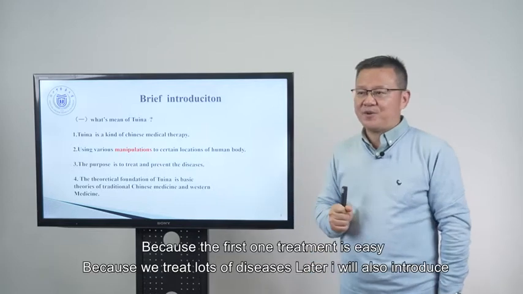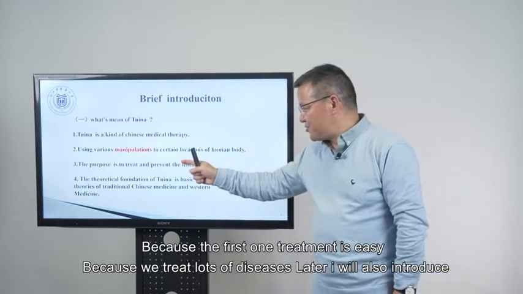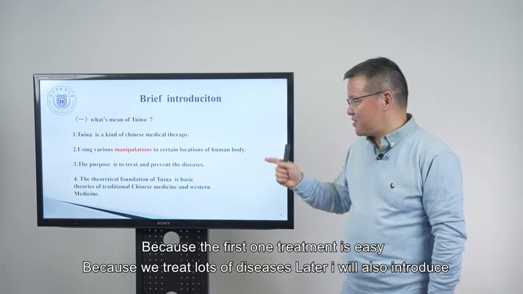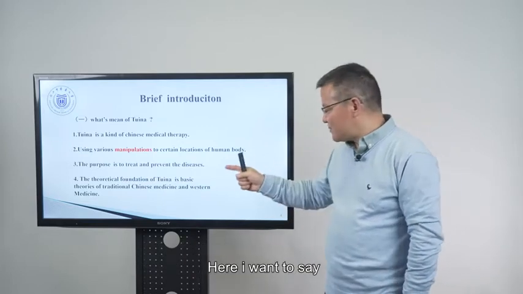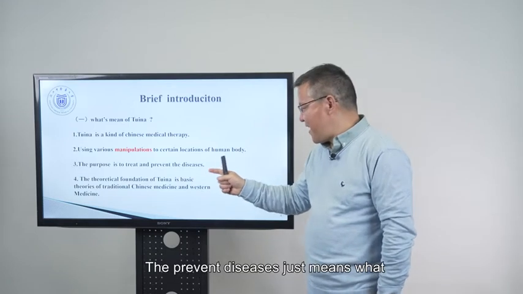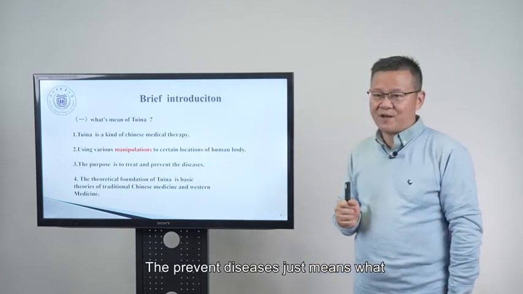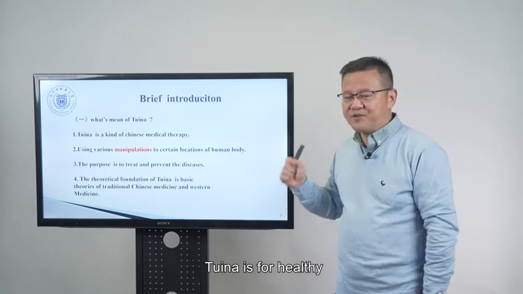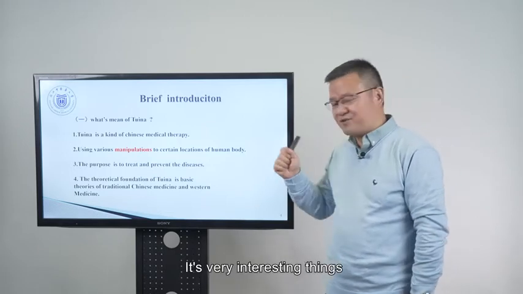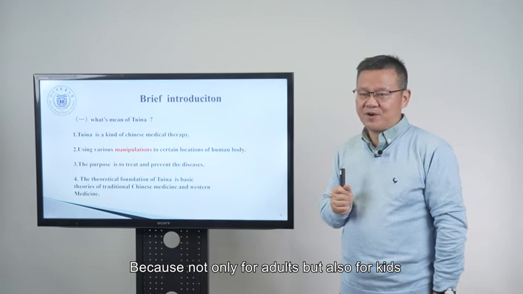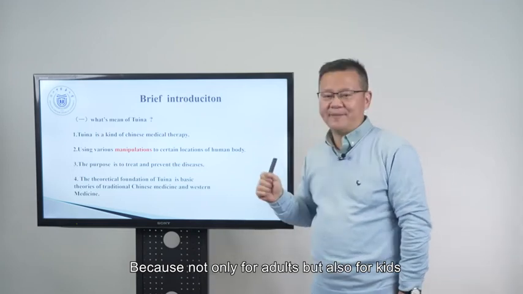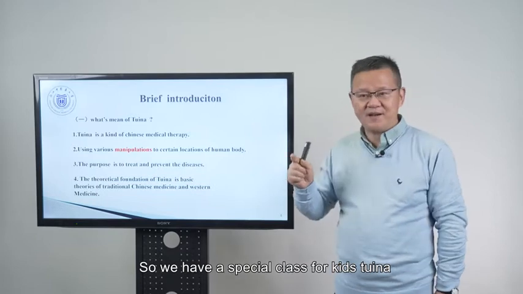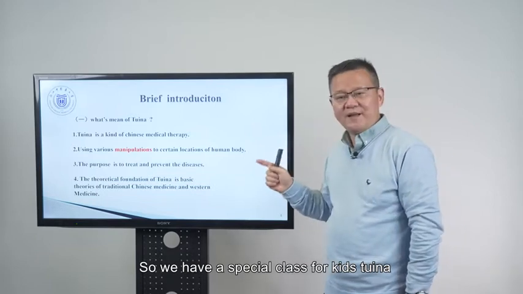The first one, treating, is easy to understand because we treat a lot of diseases. Later I will also introduce them. Here I want to talk about preventing diseases. It means Tuina is for health. It's very interesting because it is not only for adults but also for kids. So we have a special class for kids' Tuina.